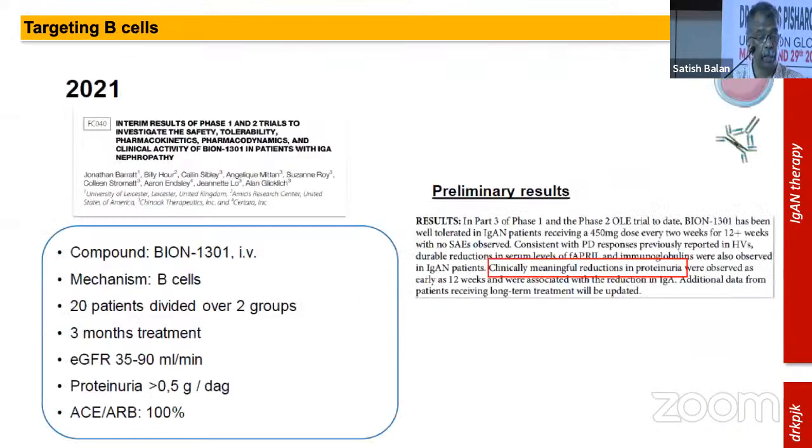And the next one is another trial with BION-130. The molecule has no name. And again, surprisingly, a very good result. Almost all these studies are showing a 20 to 25% reduction in proteinuria and preservation of 5 to 8% of GFR. You know, I am going to show only the positive studies. So this is the second APRIL study.